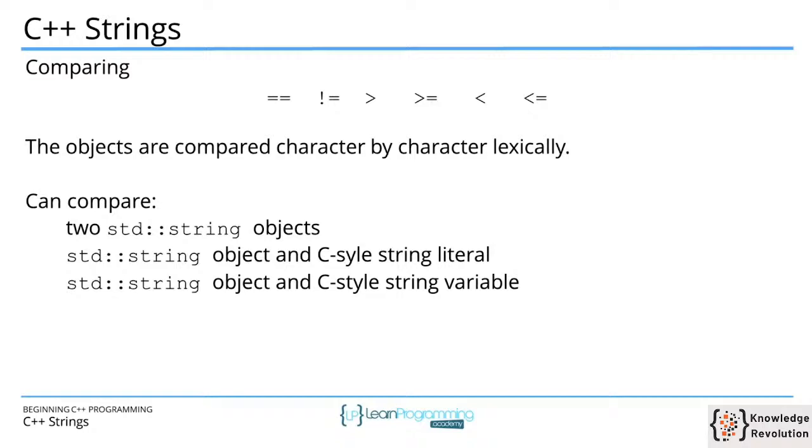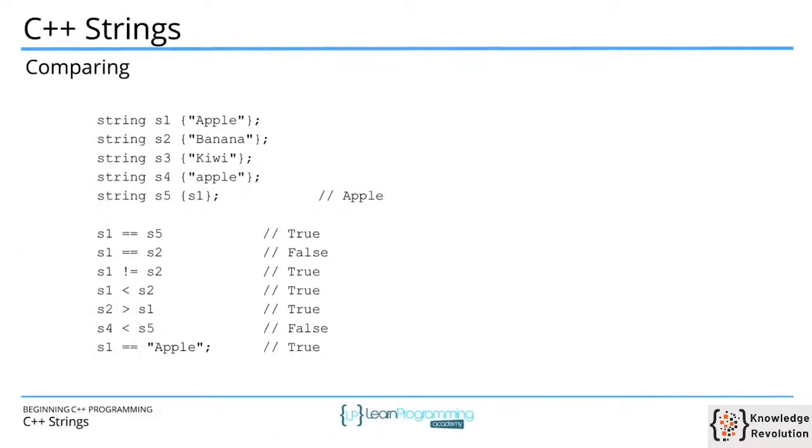We can't use these operators on two C-style literals, but we can use them in the following cases. If we have two C++ strings, if we have one C++ string and a C-style literal, or if we have one C++ string and one C-style string. Let's see some examples. Here we're defining 5 C++ string variables, S1 through S5, and then we perform some comparison operations and see the results.